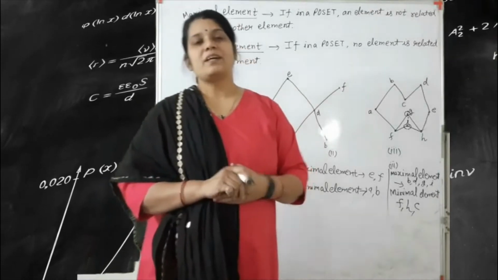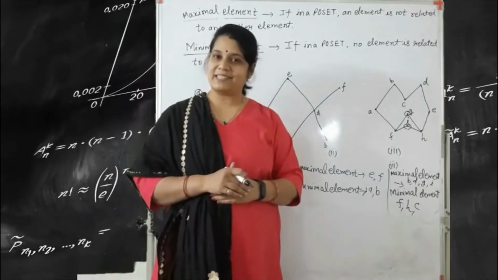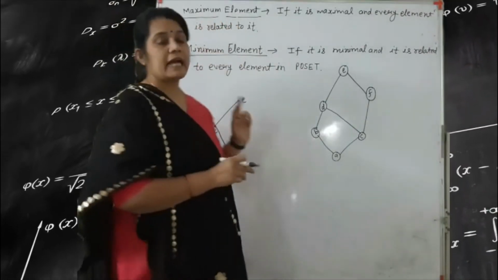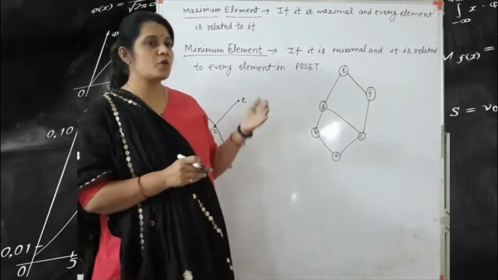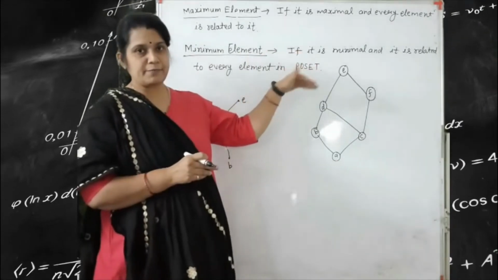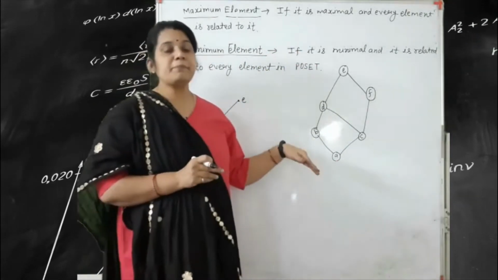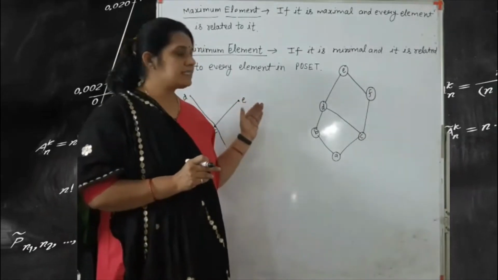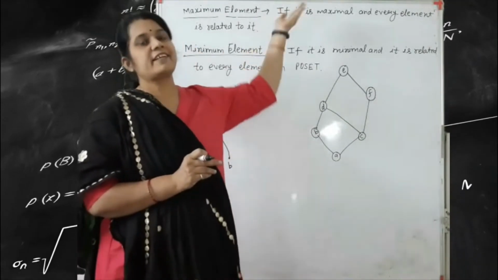Okay, so our next topic is the maximum element and the minimum element. Maximum element means what? The top of the Hasse diagram, and minimum element means the bottom of the Hasse diagram. But a maximal element means that different elements are related to it, but this element is not related to any other element.